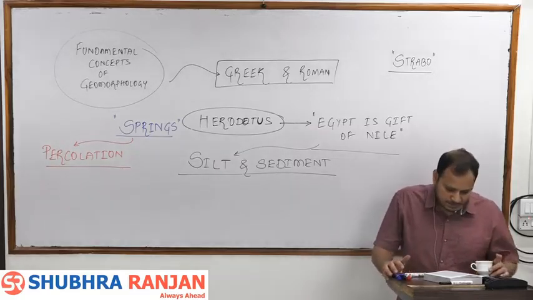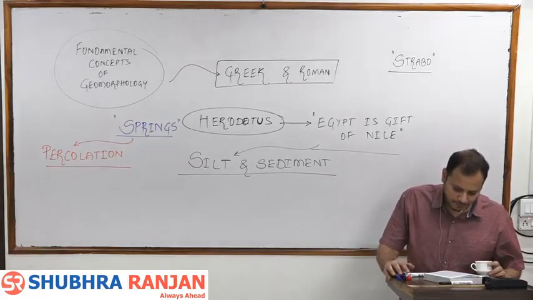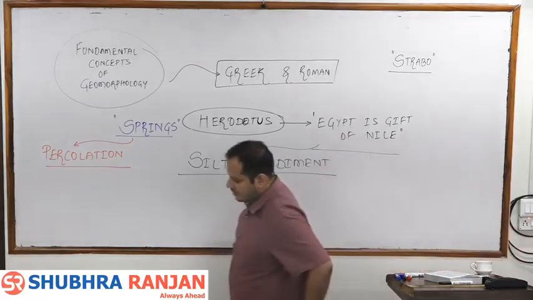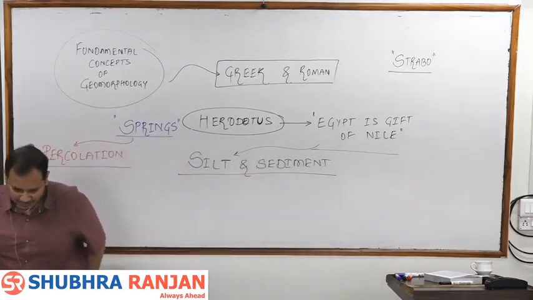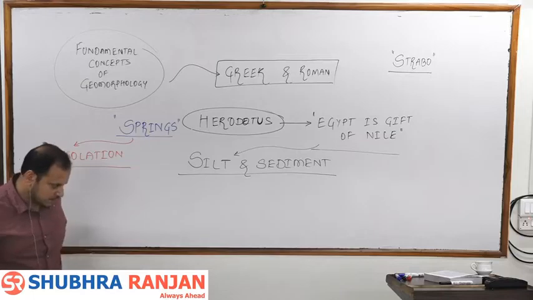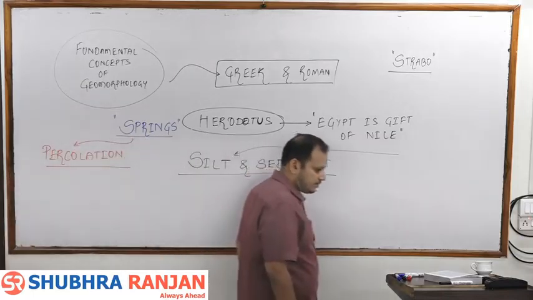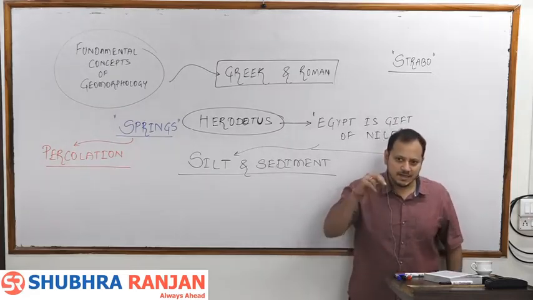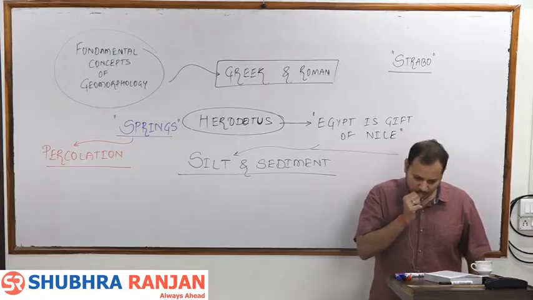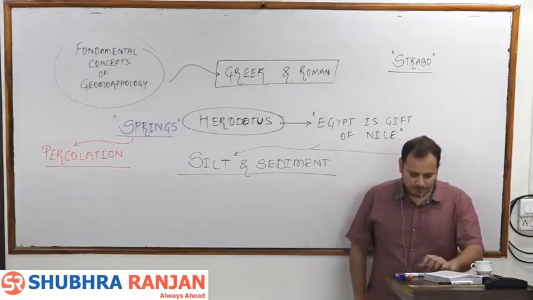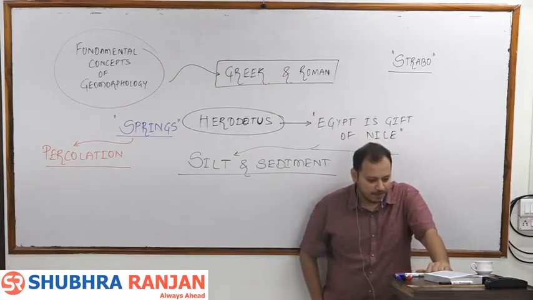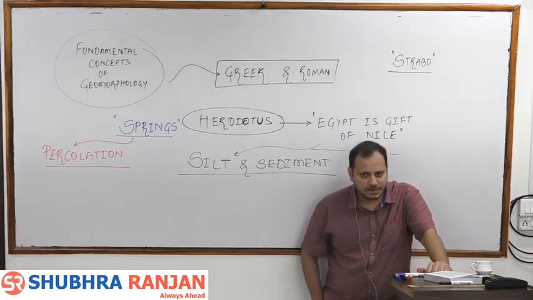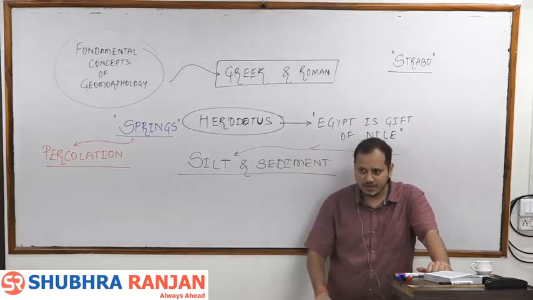noted the changes in the landforms, which were caused due to rise and fall in the sea level. Rise and the fall of the sea level. Meaning, what is he talking about? Submergence and emergence. Rise of the sea level and fall in the sea level.